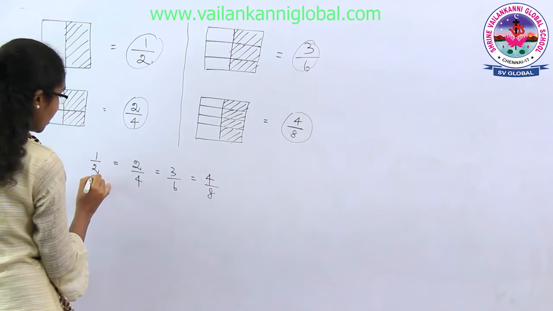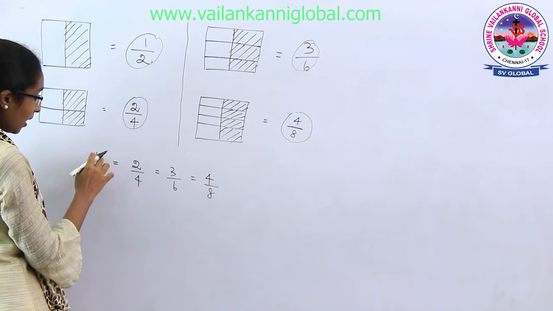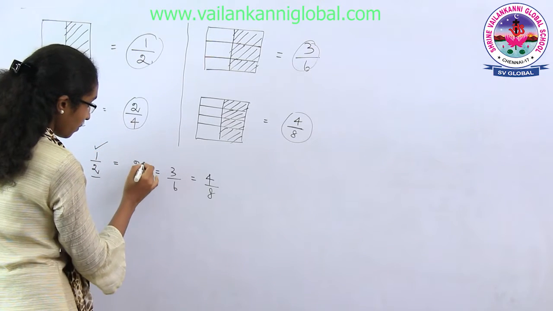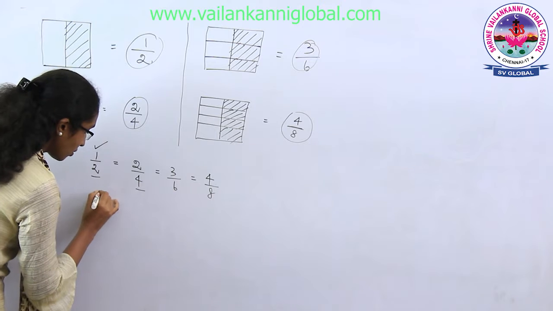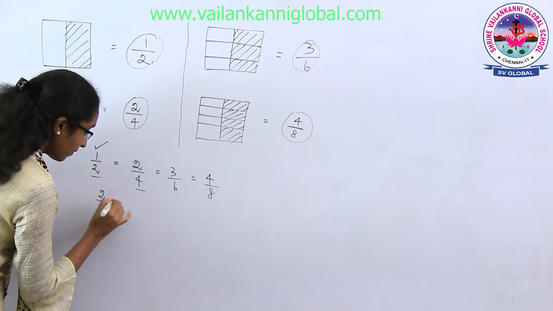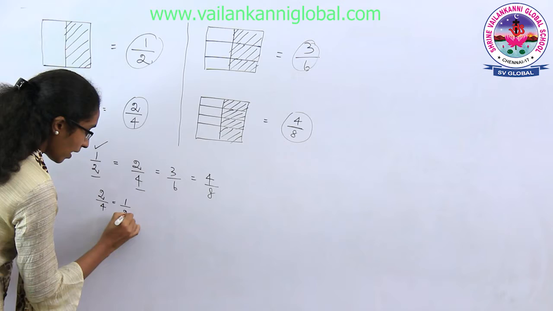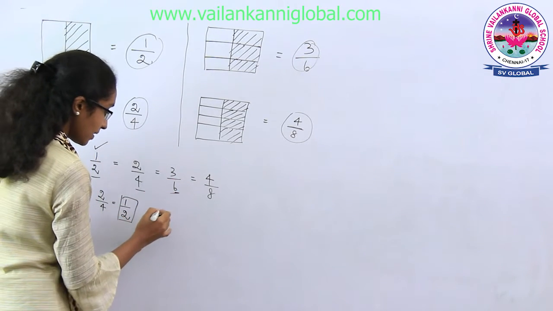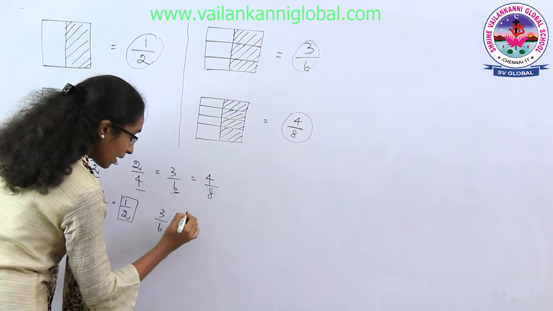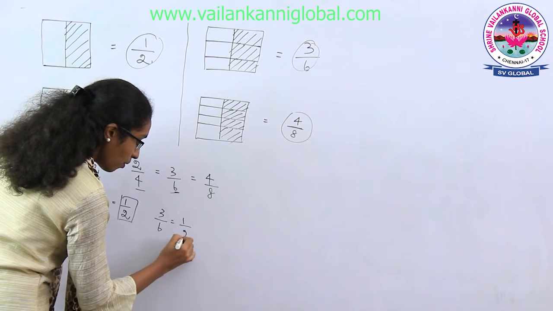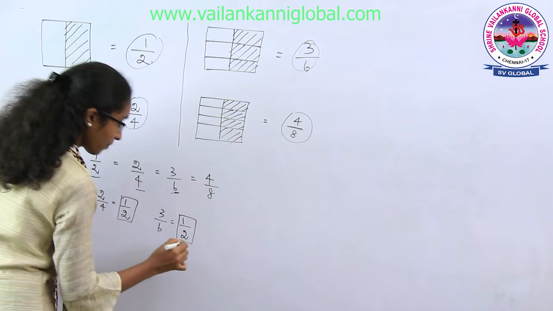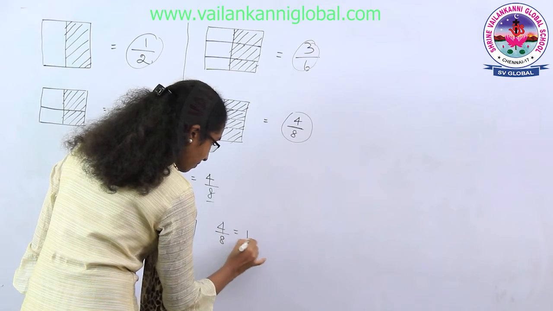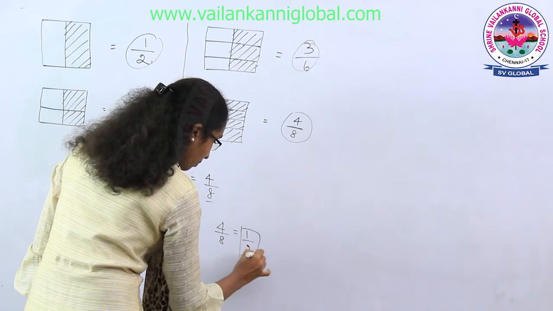Look at the first fraction. It cannot be simplified further, so it is kept as it is. Go to the next one. We have 2 divided by 4. So 2 divided by 4 can be simplified further to 1 divided by 2. And take 3 divided by 6. It can also be simplified further to 1 divided by 2. And 4 divided by 8 is also simplified to 1 divided by 2.